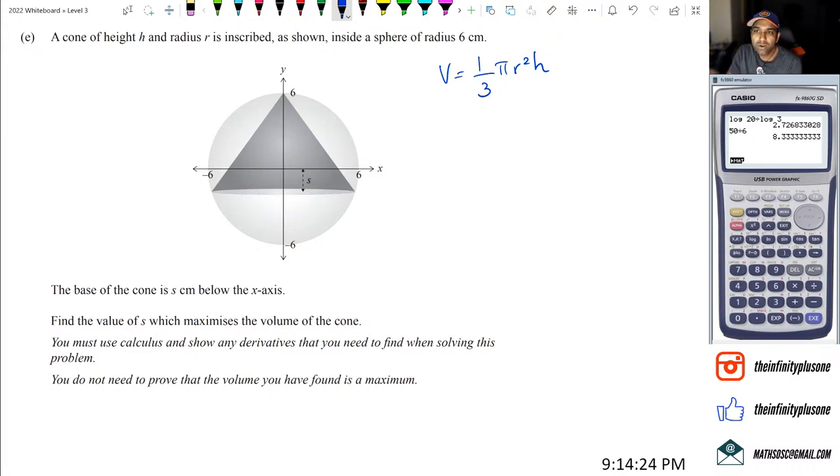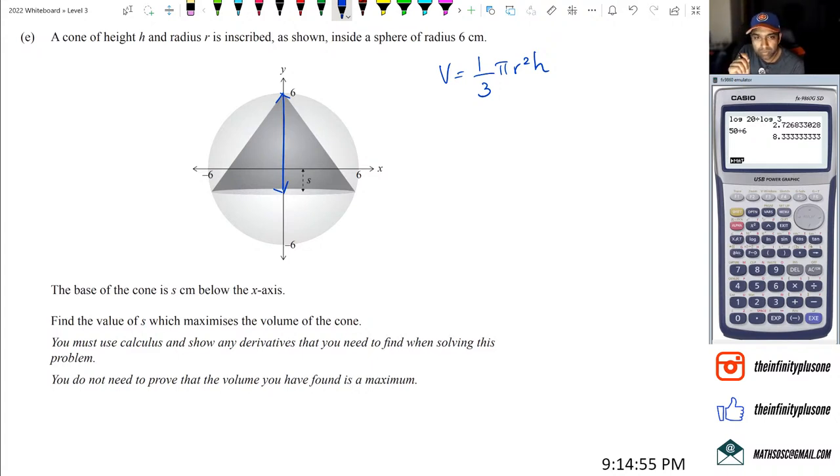So how do I go about starting a question like this? I'm going to put down the volume of my cone, which is 1/3 pi r squared h. That's from the formula sheet, that's all good. I need to get rid of h. It's not going to work for me. But what I do know is that the height of this cone is actually from here to here.